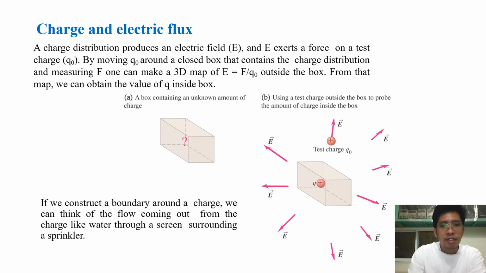Now, a charge distribution produces electric field E, and the E exerts a force on a test charge Q naught. So that is what we did. We placed a test charge outside the box, and the test charge experiences the force. If there's a force, then that means there is a source charge inside the box. Okay, and by moving Q around a closed box that contains the charge distribution and measuring F, one can make a 3D map of your electric field, which is equal to your F over Q naught outside the box. And from that map, we can obtain the value of Q inside the box. So just like this one here.